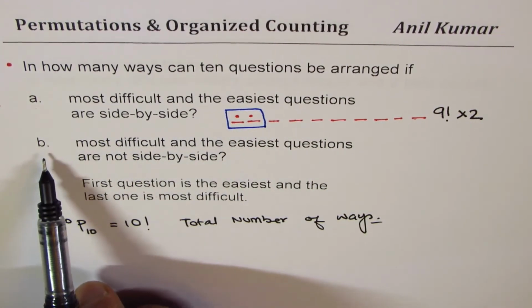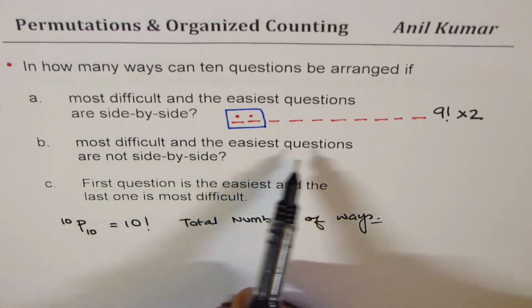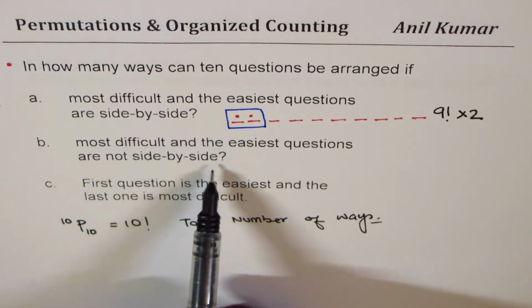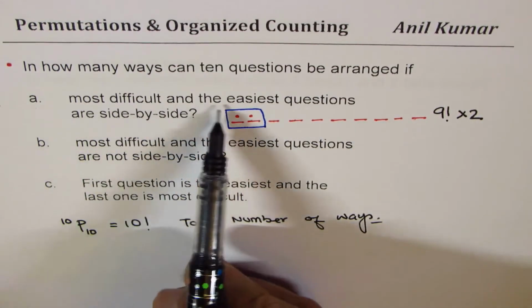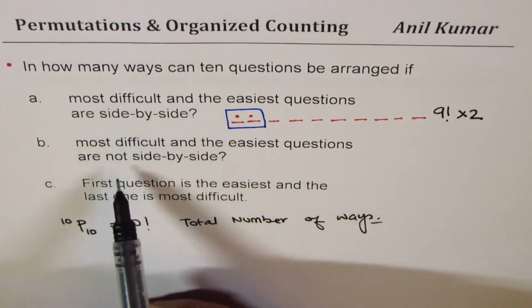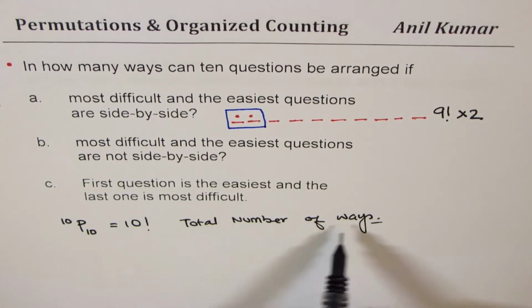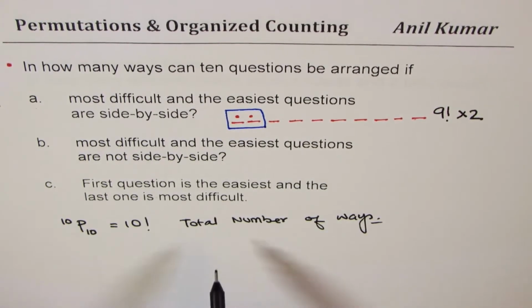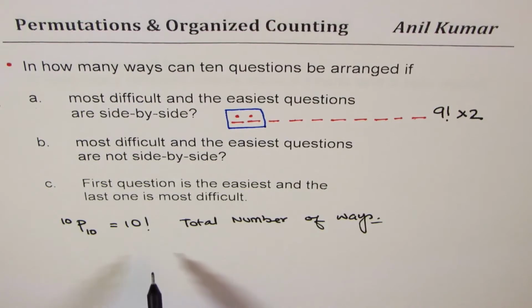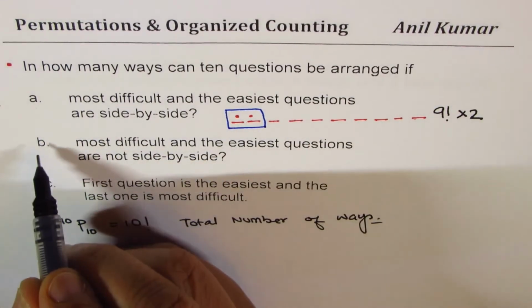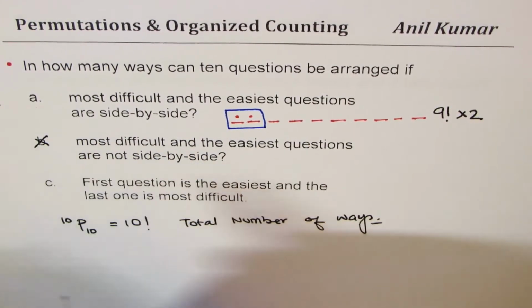Now part B is the most difficult and easiest question are side by side. That's what I answered, right? Most difficult and easiest. Okay, so that has been retyped. I think the first part was when there is no condition, right? So that was the first part, which is 10 factorial. Anyway, let's move on. So that is repetition.